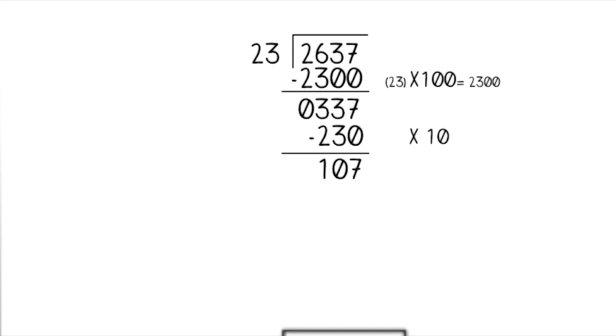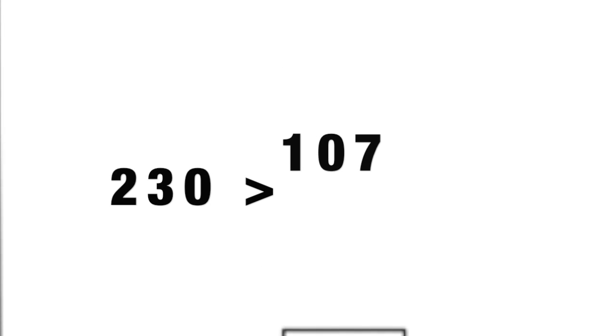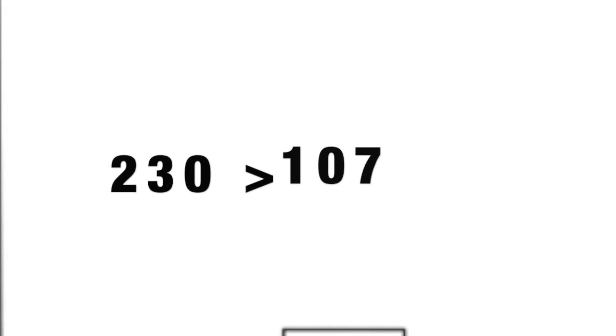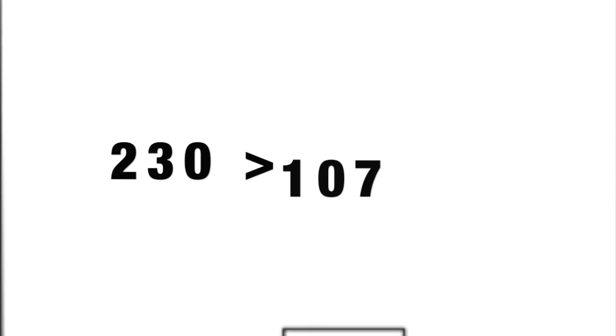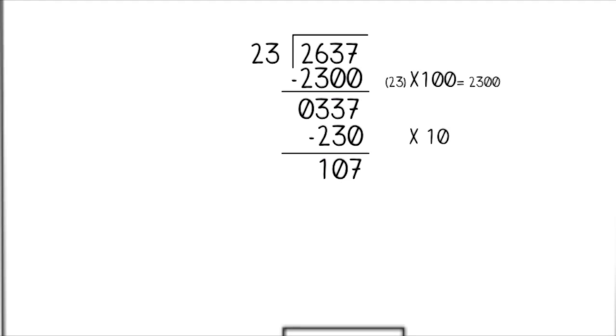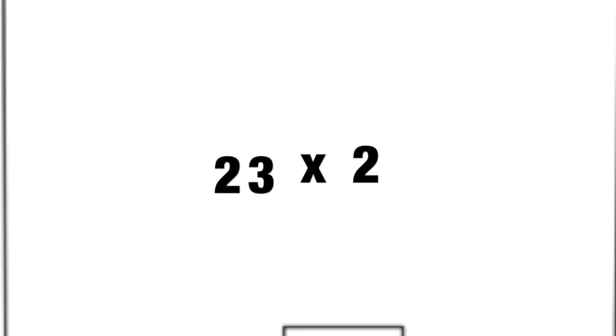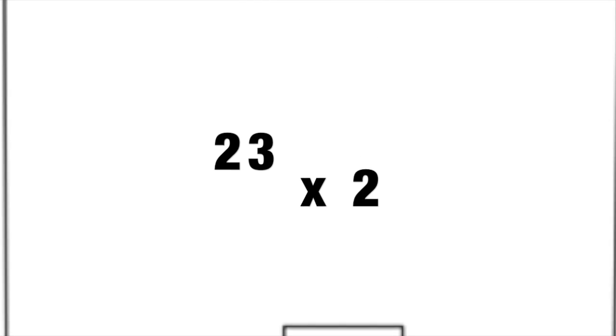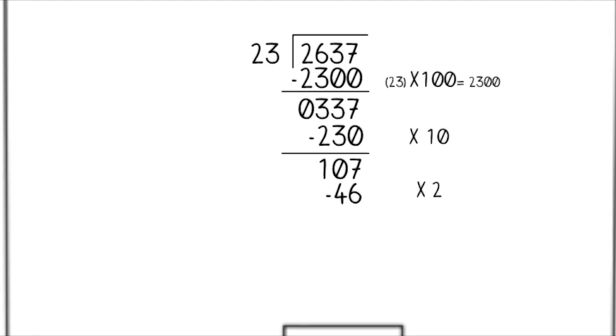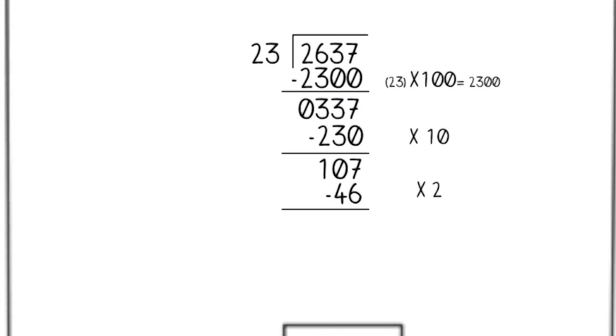This time, we can't make the place values the same because if we did, 230 is bigger than 107. We can't fit any entire groups of 230 into 107. So instead, we can make 23 bigger by multiplying it by another number. Let's try it with 2. If we have 23 2 times, that makes a total of 46. So now we see how many numbers are left over when we take a group of 46 away from 107 by subtracting.